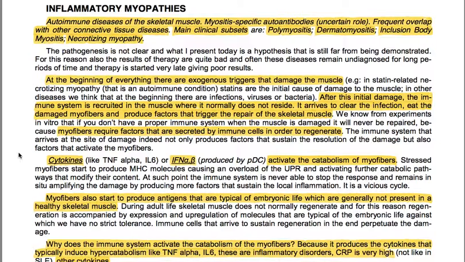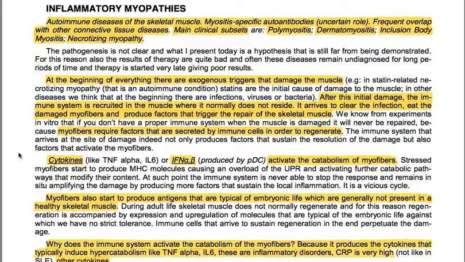We know from experiments in vitro that if you don't have a proper immune system when the muscle is damaged, it will never be repaired because myofibers require factors that are secreted by immune cells in order to regenerate. The immune system that arrives at the site of damage indeed not only produces factors that sustain the resolution of the damage, but also factors that activate the myofibers.